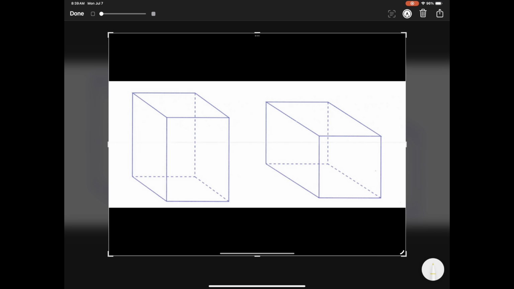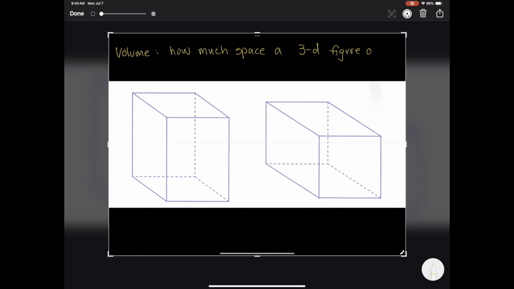These two figures are solids. Which one occupies more space? It's difficult to answer unless you have made some measurements. If two solids occupy the same amount of space, we say that the solids have the same volume. Volume is described as how much space a three-dimensional figure occupies. In this video, we will explore how to measure volume. You will be able to determine which of these two figures has a larger volume.